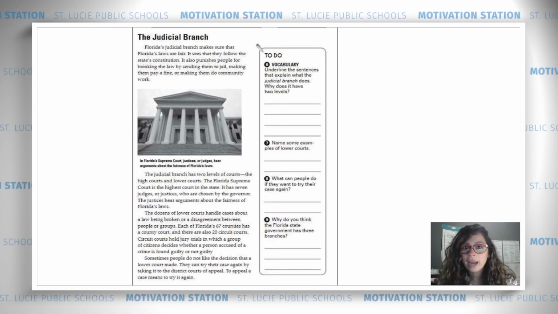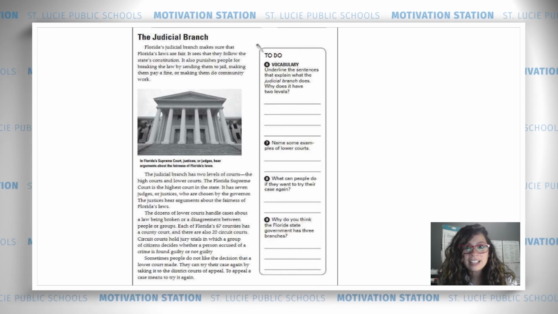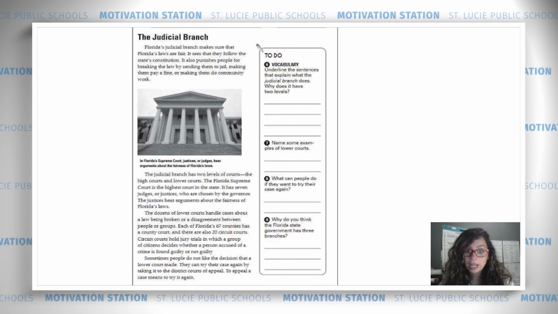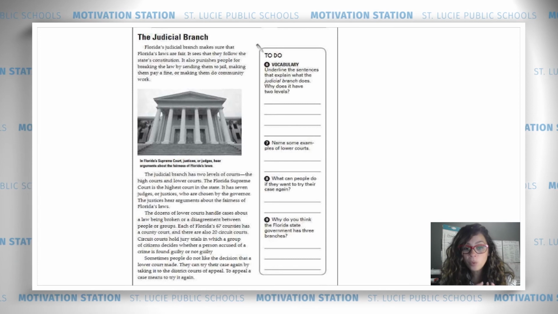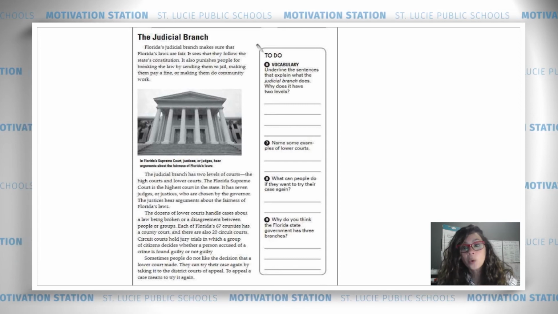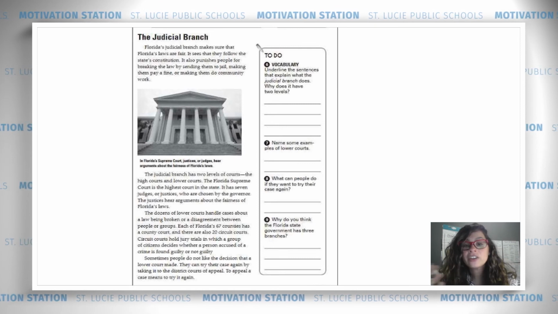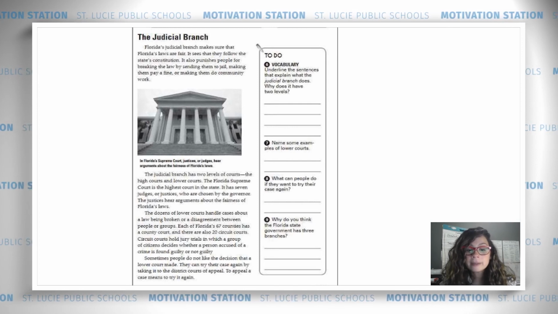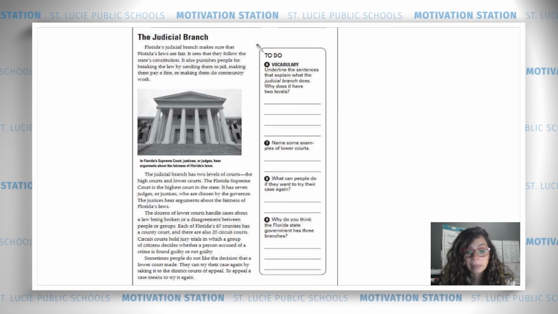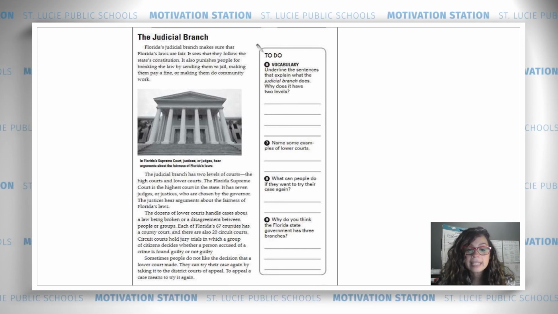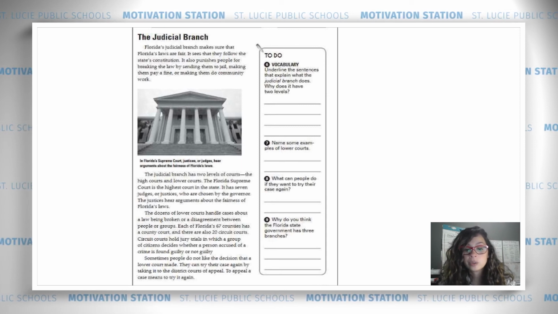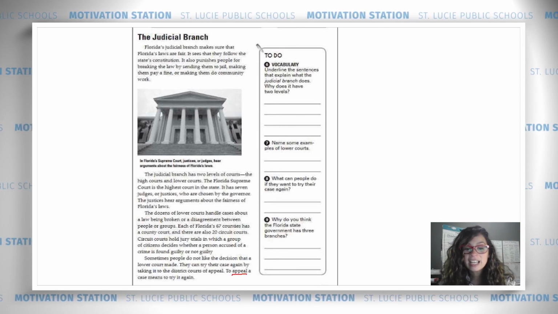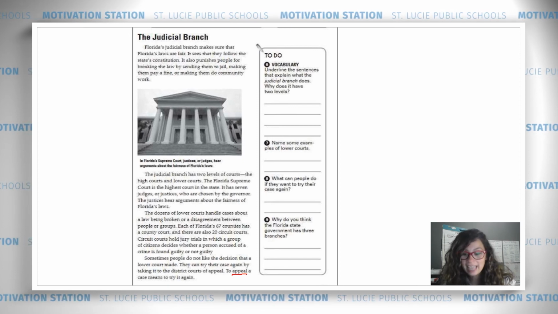Was your guess right? Did you guess judges? Yes, guys, judges are part of the judicial branch. And remember, we said there are two levels of courts. The high, which is what? The ones chosen by the governor, and then the other judges, which we also have what? Yes, they're the ones that decide whether or not a person who has been accused of a crime is guilty or not. Sometimes people do not like the decision that a lower court has made, and they can try their case again by taking it to the district courts of appeal. To appeal a case means to try it again. We learn a new word, appeal. To appeal a case means to try it again.